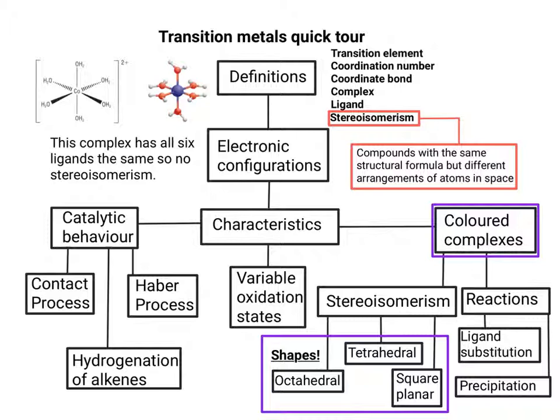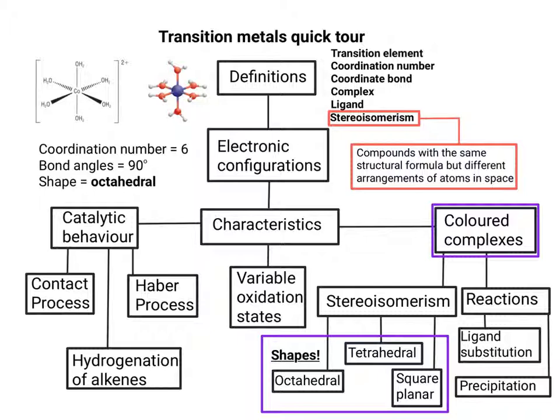So this complex has all the same ligands all the way around, so it has 6 water ligands and 1 cobalt central metal ion. So there's no stereoisomerism going on. This has a coordination number of 6 because there's 6 coordinate bonds, bond angles of 90 degrees all the way around, and its shape is octahedral.